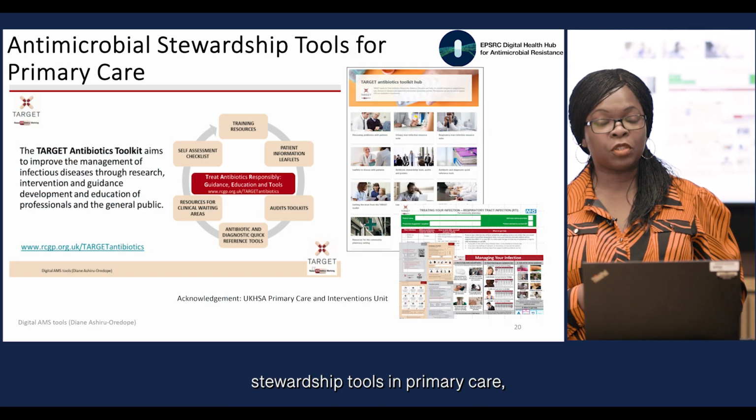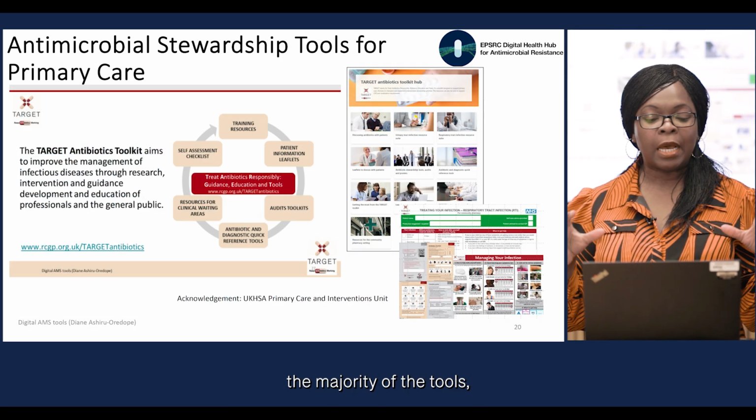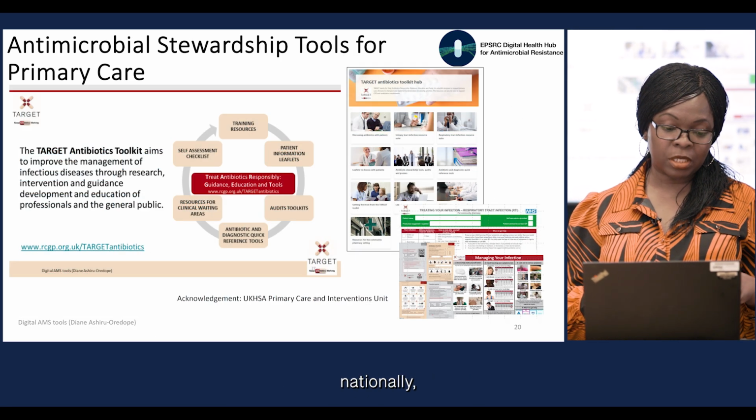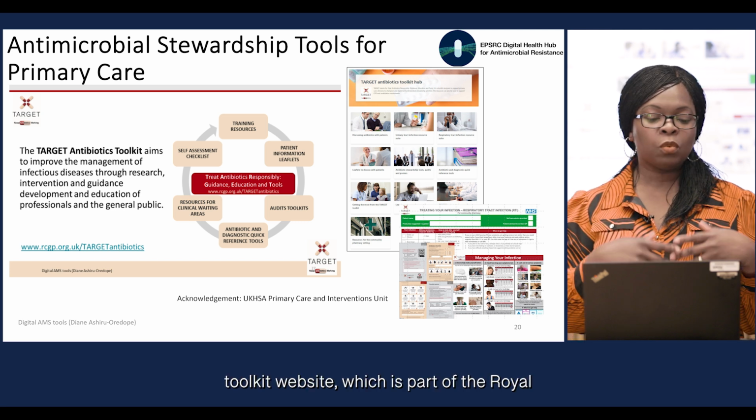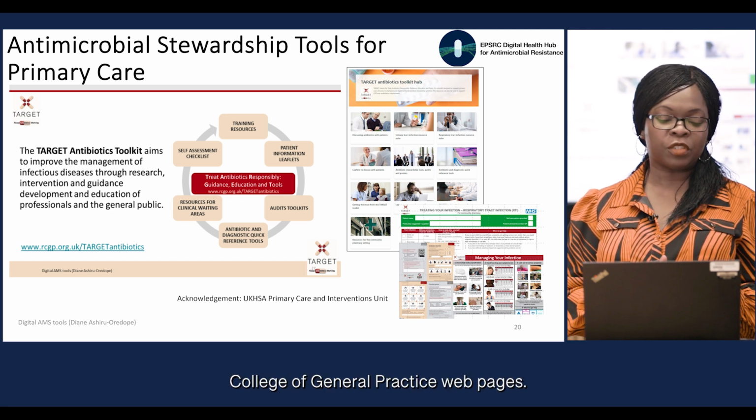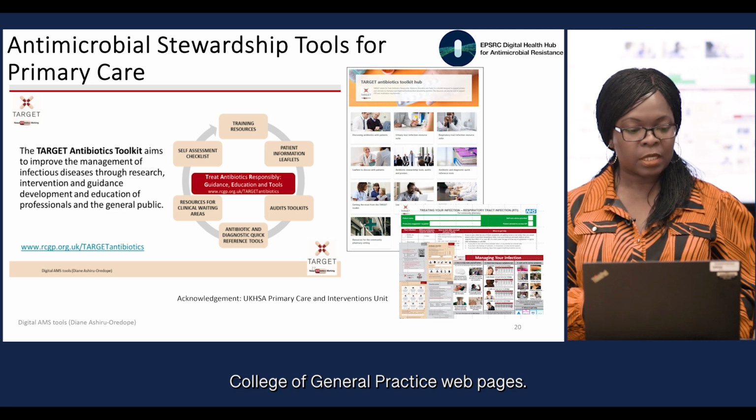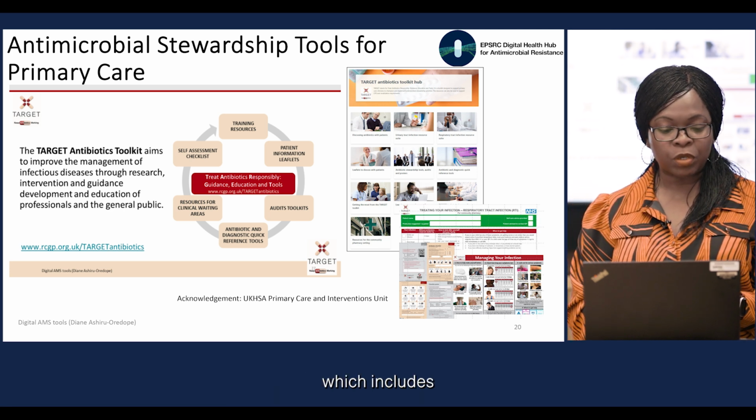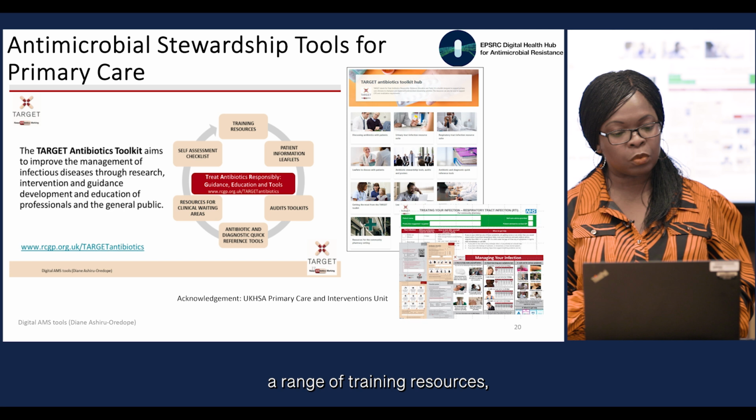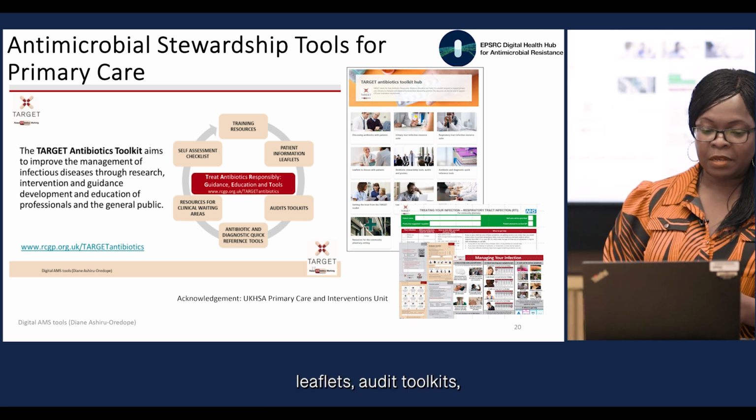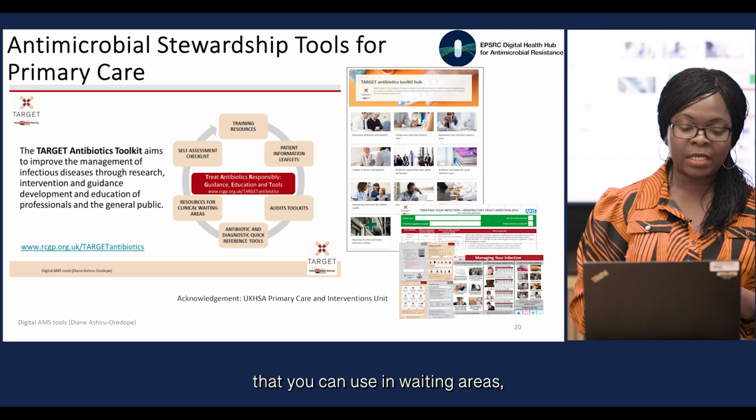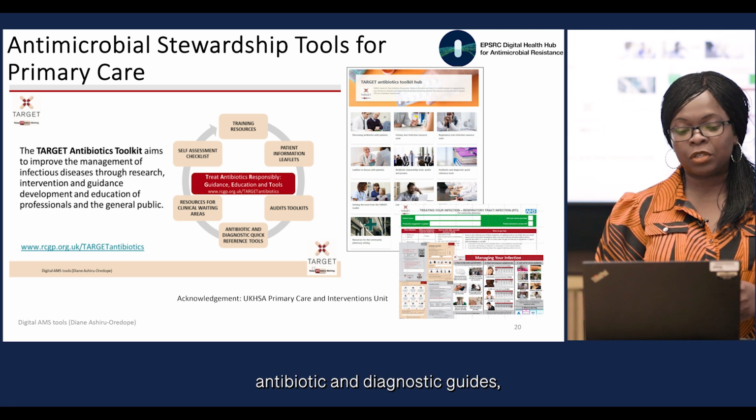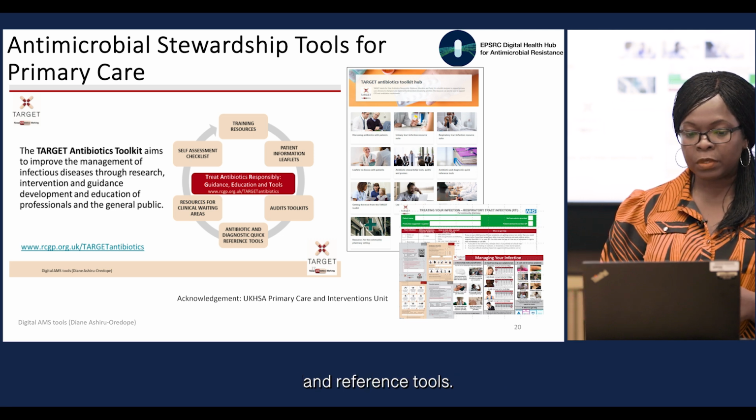In terms of antimicrobial stewardship tools in primary care, the majority of the tools that are available nationally are on the Target Toolkit website, which is part of the Royal College of General Practice web pages. And there is a hub on there which includes a range of training resources, patient information leaflets, audit toolkits, resources for clinicians that you can use in waiting areas, antibiotic and diagnostic guides, and reference tools.